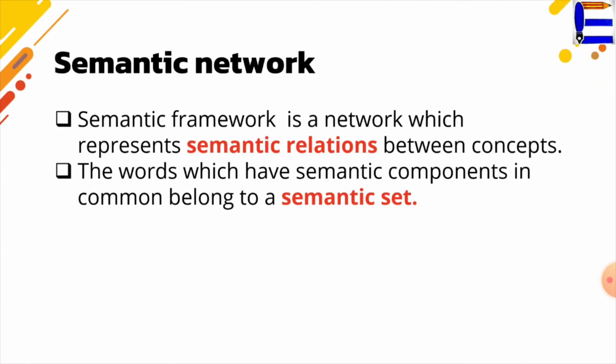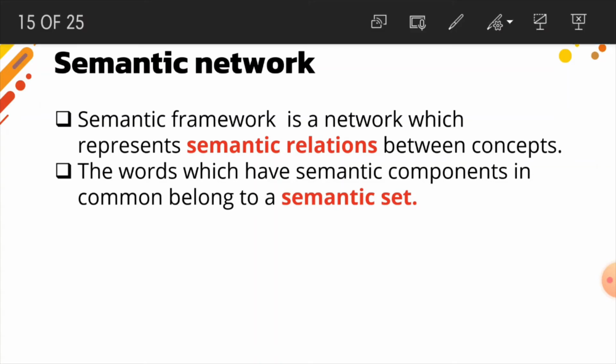The words which have a semantic component in common belong to a semantic set. How? It means the words which fall under one category are put together under one semantic set. So the words fork, spoon, knife, etc. all come under one semantic set, that is cutlery. In the same way, pen, book, your notebook, eraser, sharpener all come under one category, that is stationery. So that is one semantic set.